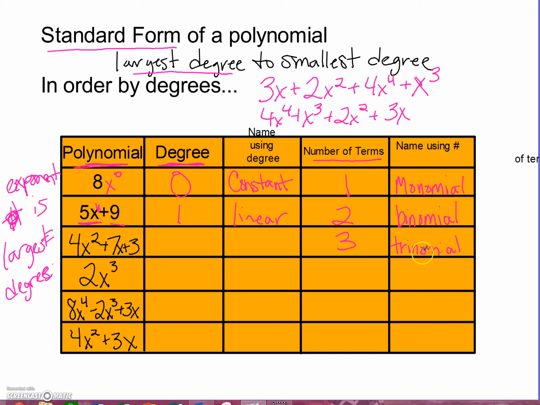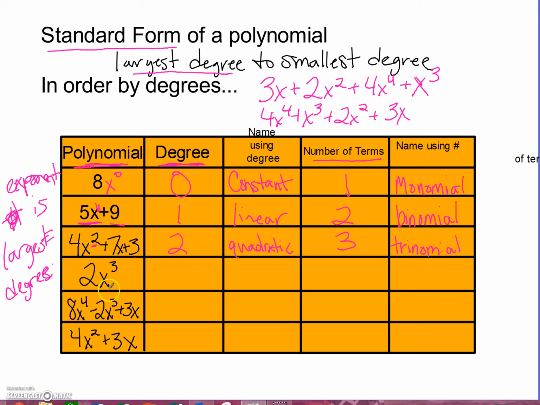I would expect you to put this chart in your notes, please. Okay, so the degree, which one is the biggest? Happens to be a 2. So what is the name used in this degree? If you have anything squared and that's the largest one, then it is quadratic, which was our next unit. We'll get into that more than you ever wanted to. Quadratic is anything where the highest one is squared.